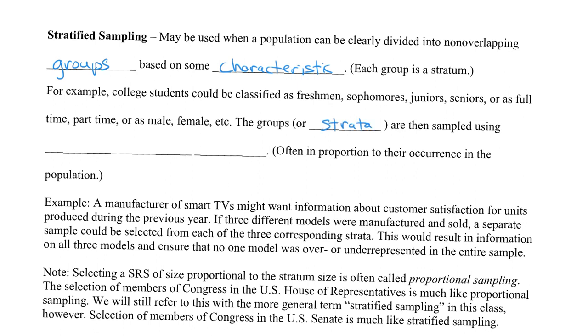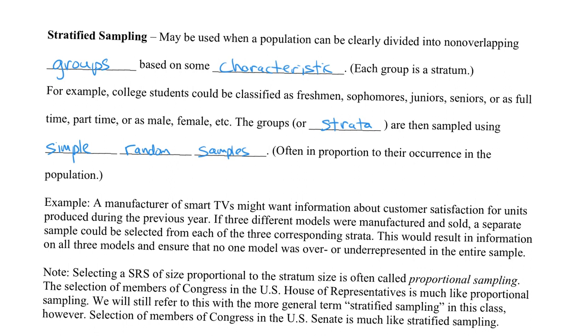And then these groups, or strata, are then sampled using, let's see if you guys can figure this one out, SRS. Can you guess what I'm going to write there? You're probably thinking simple random samples, and you are correct. Often in proportion to their occurrence in the population. So what you do is you take your population, divide it into non-overlapping groups, and then from each of those groups you take a simple random sample. So it says here, often in proportion to their occurrence in the population, which is true. Our book doesn't mention this, but I'll talk about that a little bit.